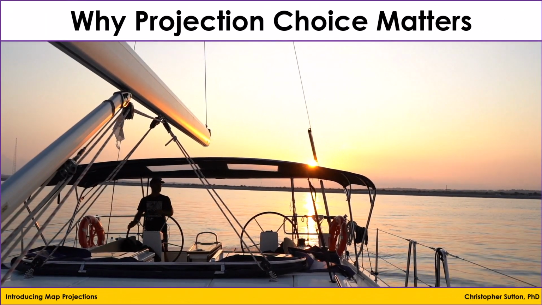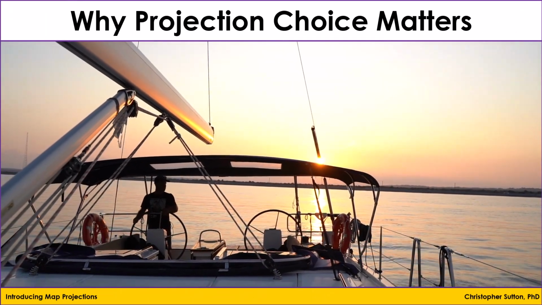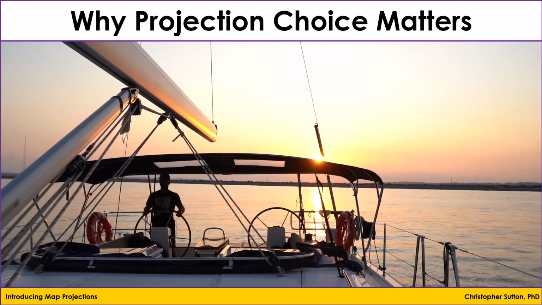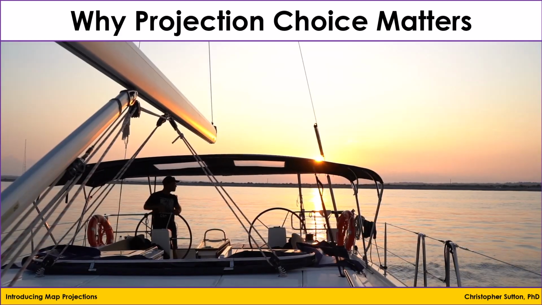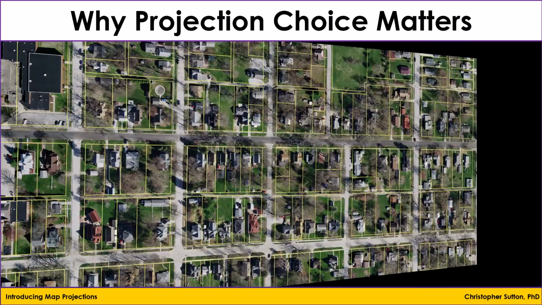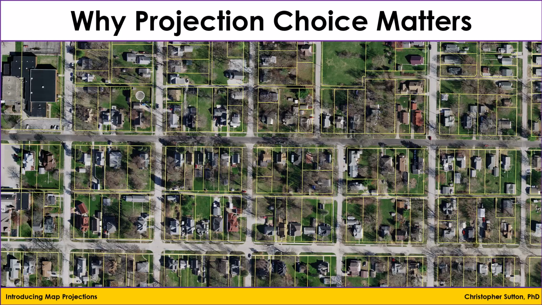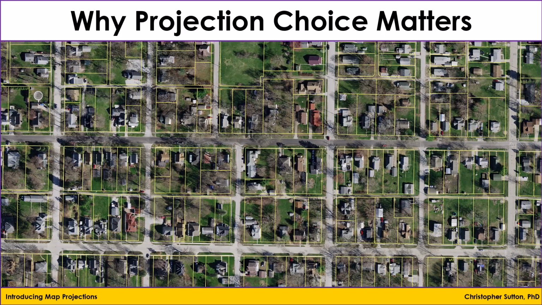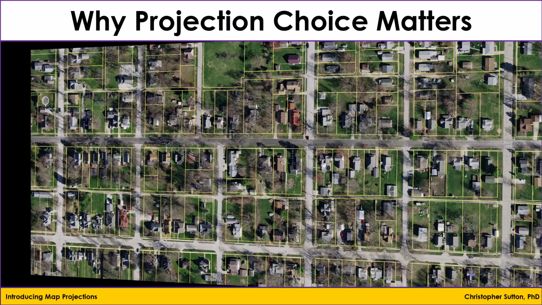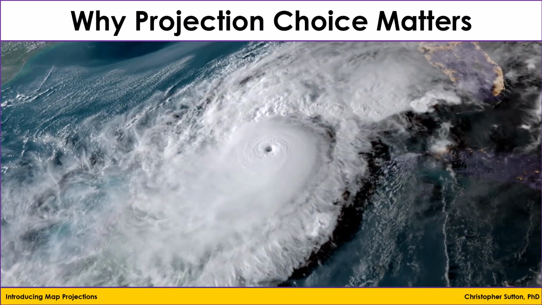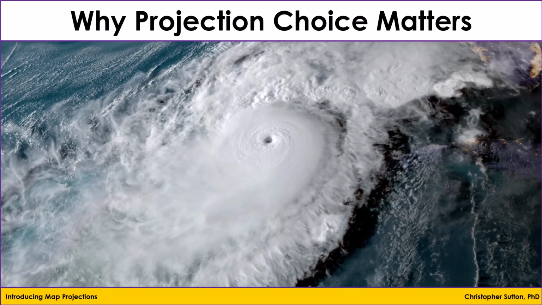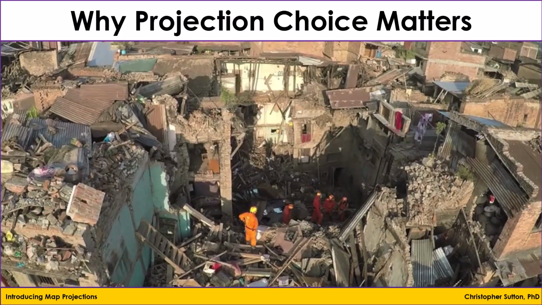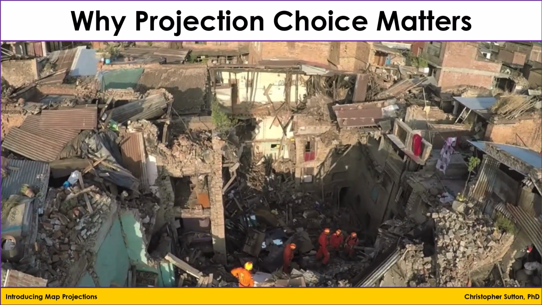Let's look at some examples of why projection choice might matter. In navigation, for example, using an unsuitable projection can result in navigation errors. Such errors can have life and death consequences at sea. In land management, using an unsuitable projection can result in inaccurate area calculations for land parcels. These can have legal and financial implications. And in emergency response, disaster planning requires mapping precision, and rescue operations require coordinate accuracy. Using an unsuitable projection can be detrimental to such operations.